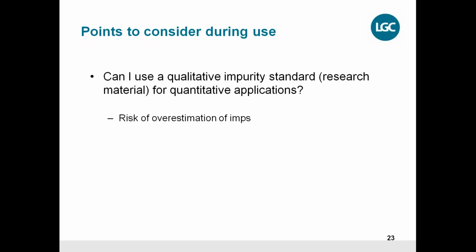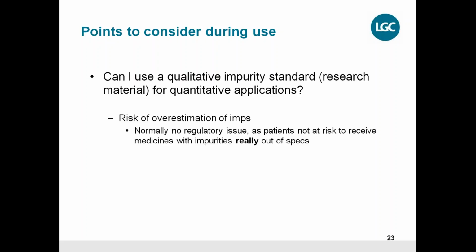And let me explain why this is so. The risk of overestimation of impurities is normally no regulatory issue, because when you overestimate your reference standard and later in turn overestimate the impurities in your products, the patients receiving the medicines are never at risk of getting a product where the impurities are really out of spec. So normally the regulatory authorities accept that. However, it is a big economic risk, and that economic risk, valued in terms of money, is much higher than investing in a really well characterized reference standard at the beginning. That is normally what the regulators are saying.